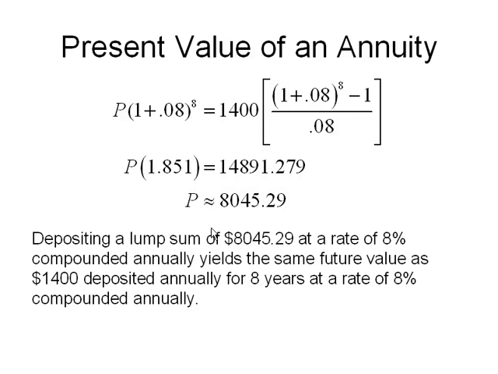So that means depositing a lump sum of $8,045.29 at a rate of 8% compounded annually yields the same as the future value of $1,400 deposited annually for 8 years at a rate of 8% compounded annually. So the compound interest on that $8,045.29 is going to be the same as the annuity depositing $1,400 at the end of each year for 8 years. That means I have my choice of whichever one I want to do.